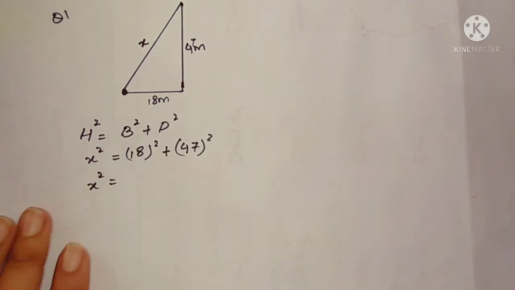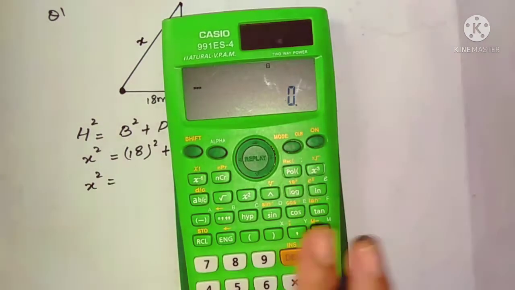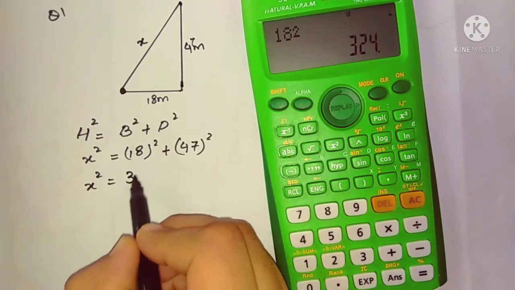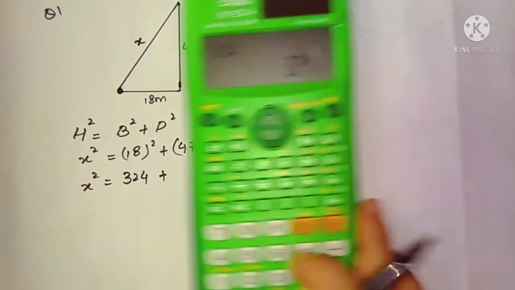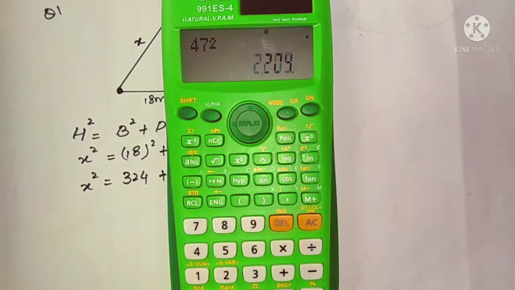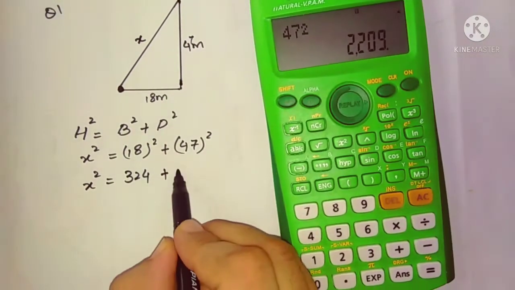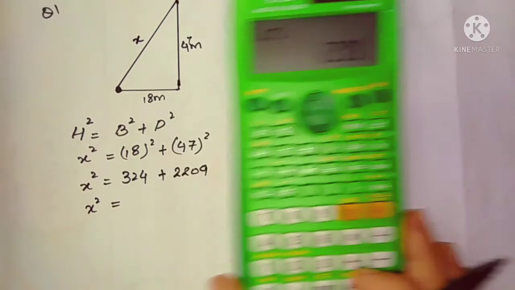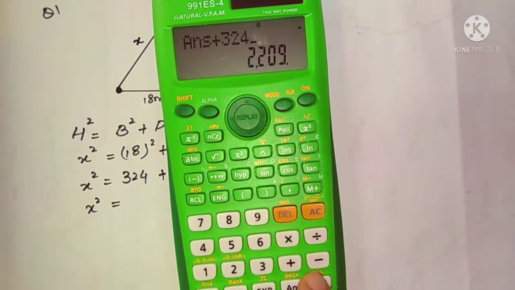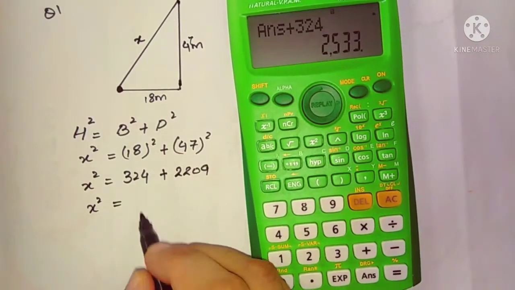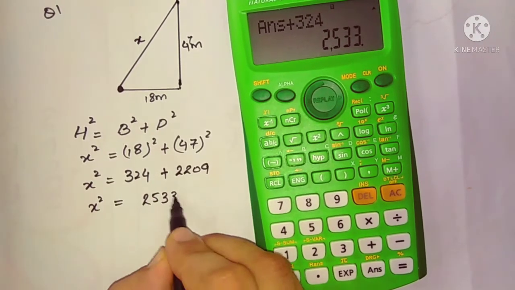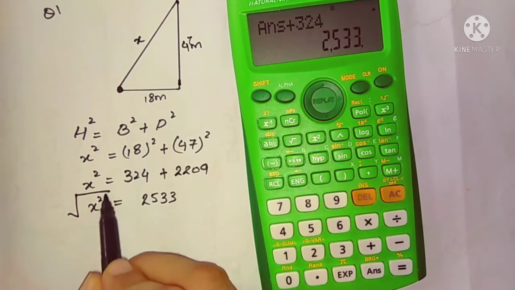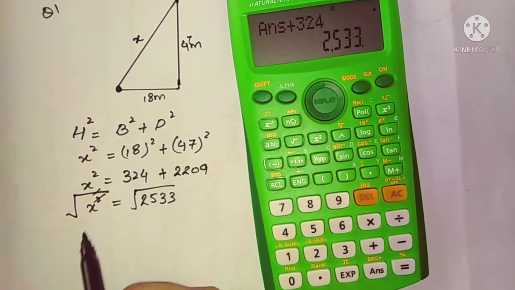So let's do it. Find the square of 18 and 47. It's 324. Now find the square of 47. It's 2209. Now you have to add the values. So you will get 2533. As you have to find out the value of x, you have to omit this square. So for that you have to take the square root. Take square root on both sides.